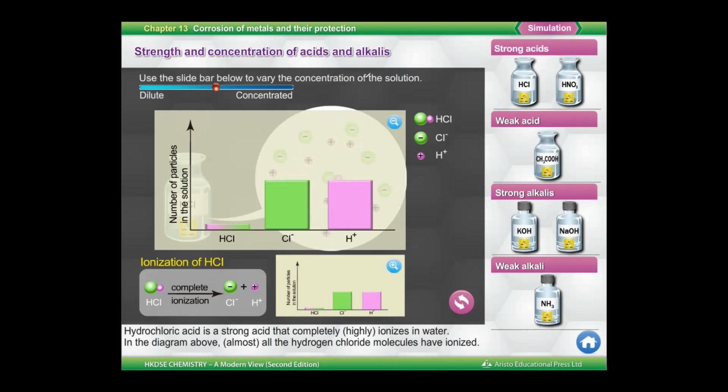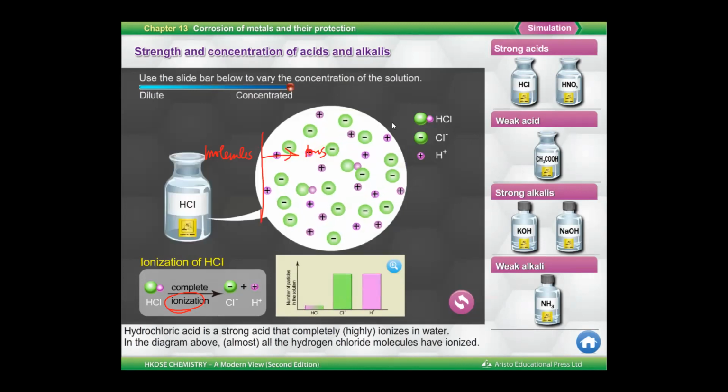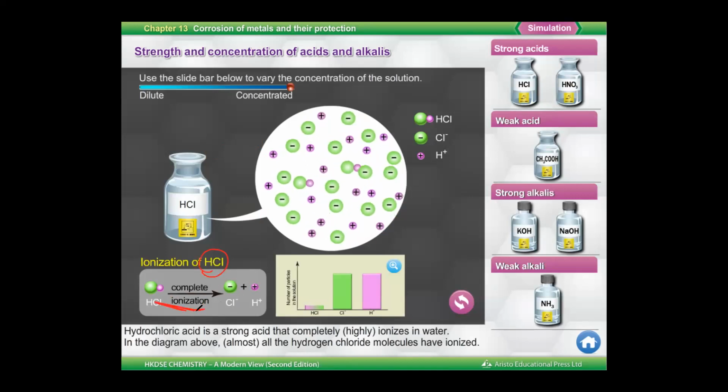What is that process? We call that ionization. Can you see the word ionization? It tells you the change from molecules to form ions. Okay, for that process, ionization. Can you get a point? How about I change the concentration to a higher one? The higher the concentration, what will we find? You may still see that most of the hydrogen chloride molecules have ionized to form hydrogen ions and chloride ions.